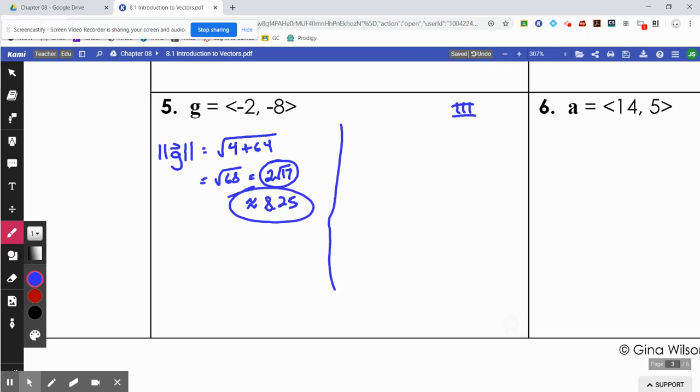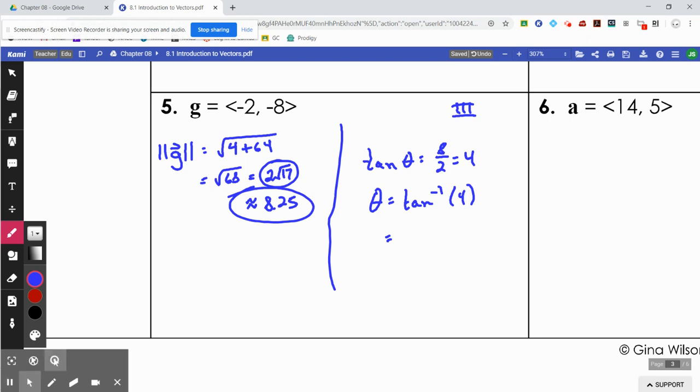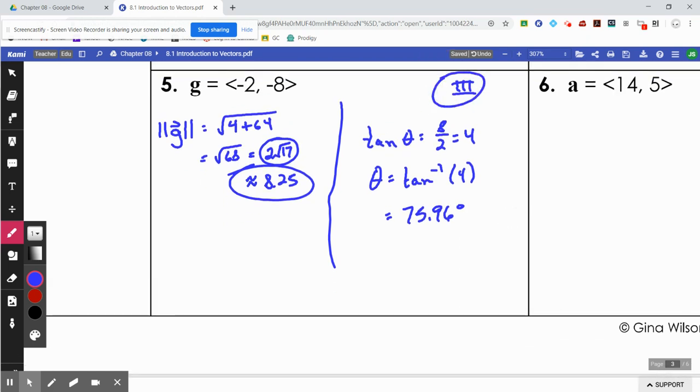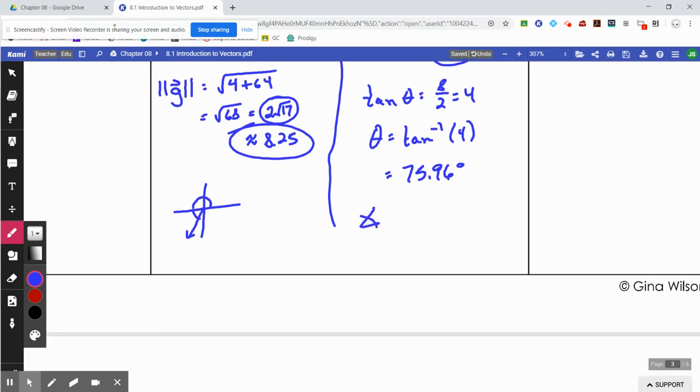Next up, let's find direction. I know that the tangent of my, again, reference angle will be opposite over adjacent. That'll be 8 over 2, or -8 over -2, which is 4. So we're going to do the inverse tan. Theta will be the inverse tangent of 4. And that's going to give me theta is equal to an angle of 75.96 degrees. And again, that's my reference angle. I'm looking for a third quadrant angle whose reference angle is 75.96, which is somewhere down here. So I've got to do 180 plus the 75.96. So my angle is going to be 255.96 degrees.